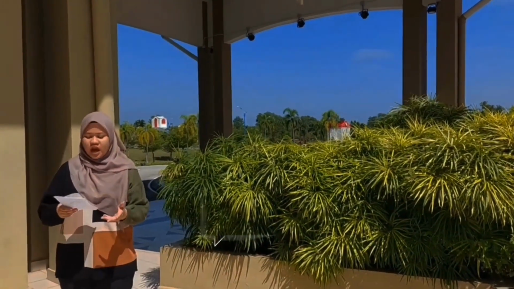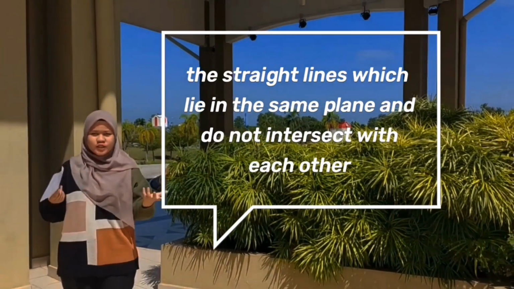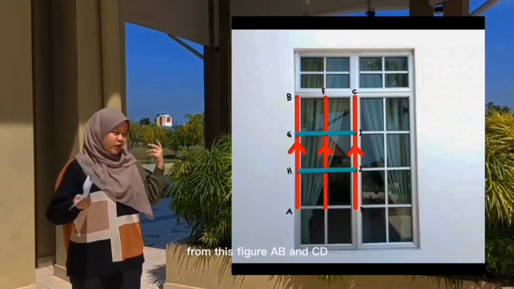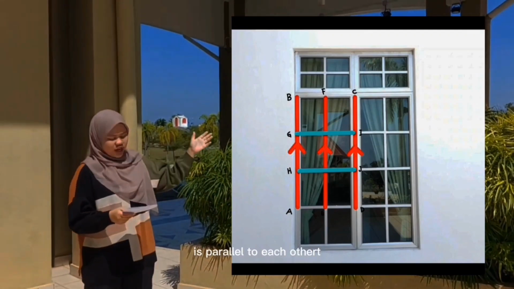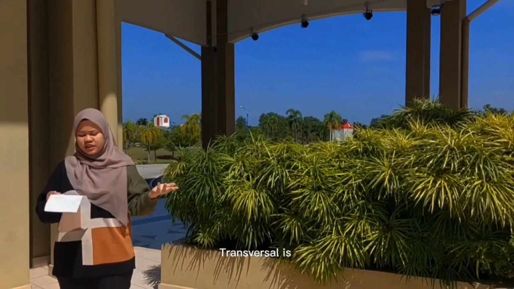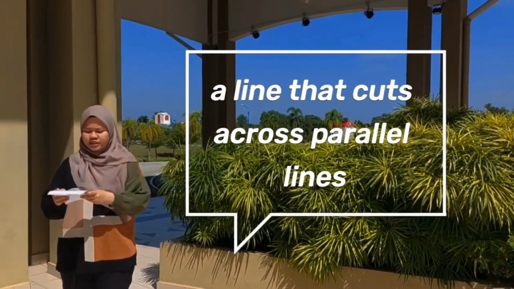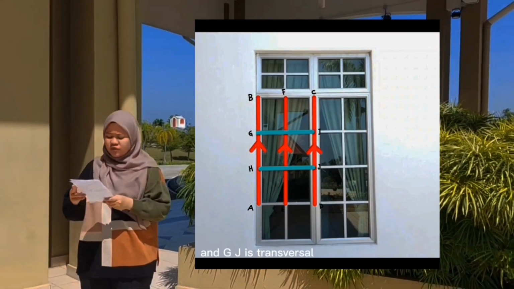Parallel lines are straight lines which lie in the same plane and do not intersect with each other. From this figure, AB and CD are parallel to each other. Next, we have the transversal. A transversal is a line that cuts across parallel lines. From this figure, HI and GJ are transversals.